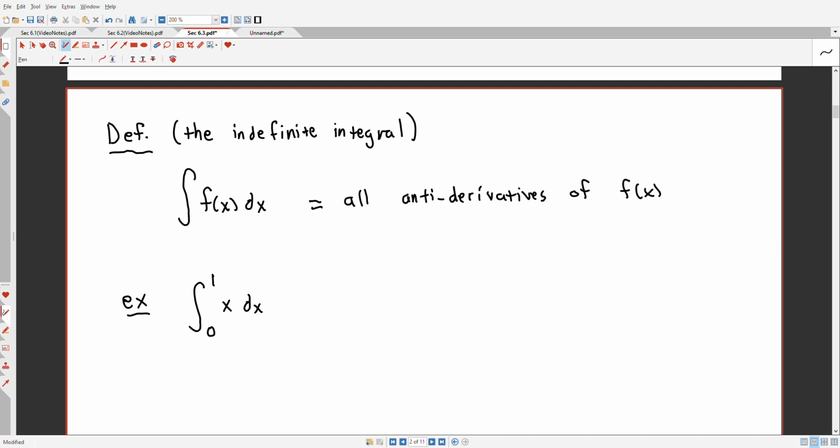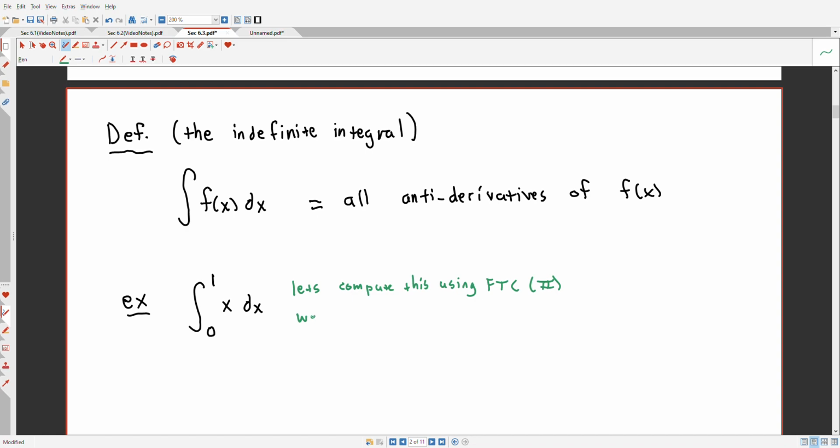Right, so this is not an indefinite integral. This is a signed area. But we can try to compute this signed area using the fundamental theorem of calculus. So maybe I'll say in green, let's compute this using the fundamental theorem of calculus, specifically part 2.